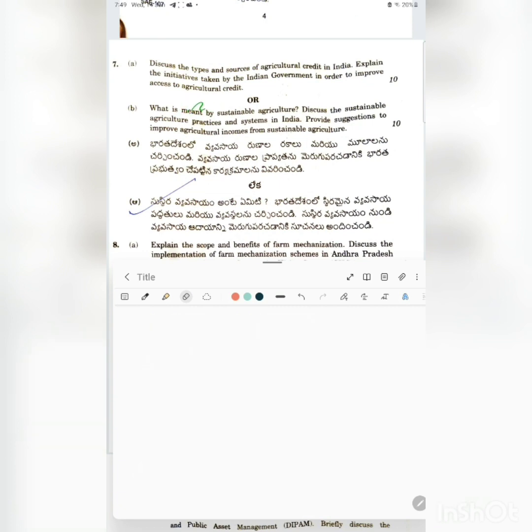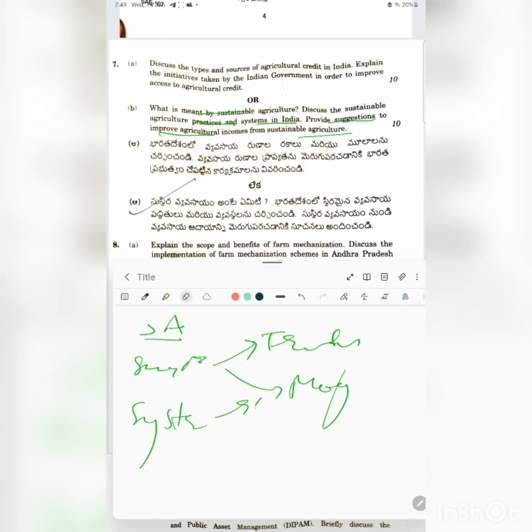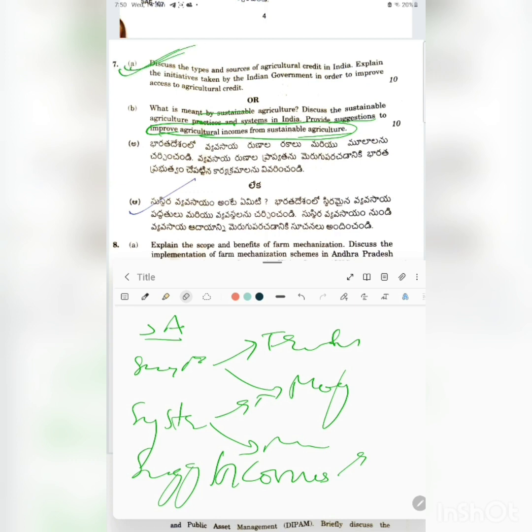The second part of the question is what is meant by sustainable agriculture. Discuss the sustainable agricultural practices and systems in India and provide suggestions to improve agriculture. See, this is a very long question. They asked what is sustainable agriculture, to discuss sustainable agriculture practices, which can be traditional or modern, and systems in India, traditional and modern, and we need to provide suggestions to improve not sustainable agriculture but incomes from sustainable agriculture. Again, a very specific question. That's why this question was a great choice. So I have chosen this.